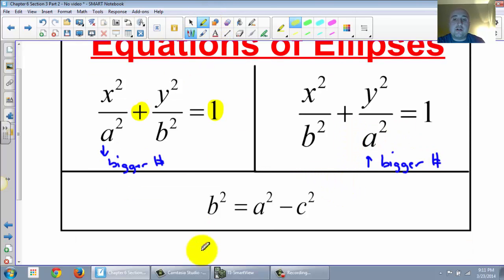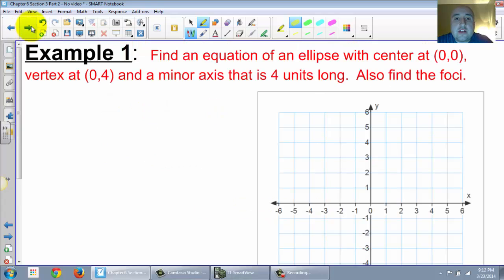The equation on the bottom, remember, is the formula that helps us get one of our letters when we know the others. So if we know B and A, we can solve for C. If we know C and A, we can solve for B. That formula is very important. All right, so let's get right into the examples.